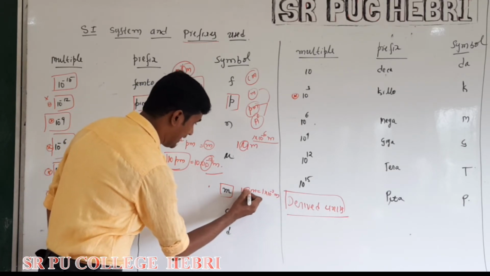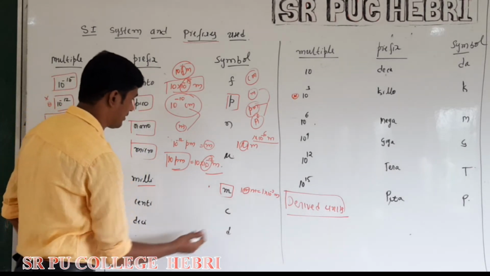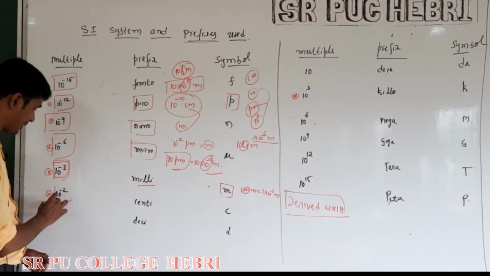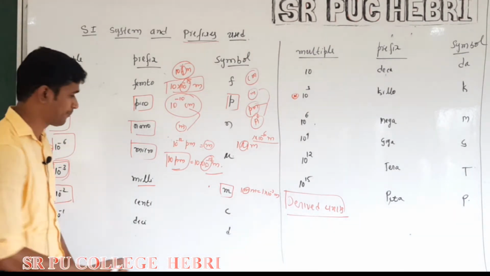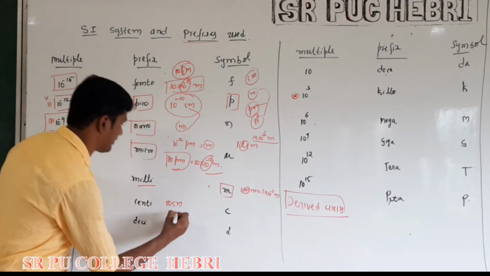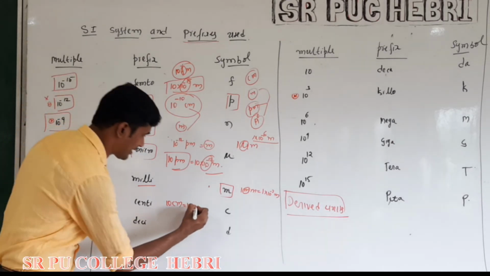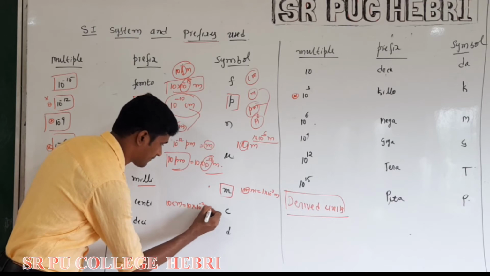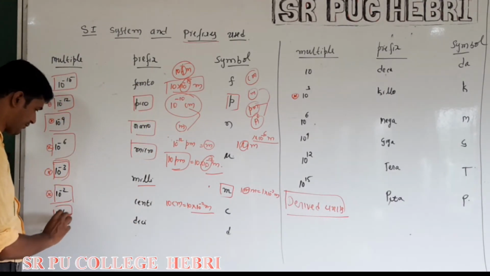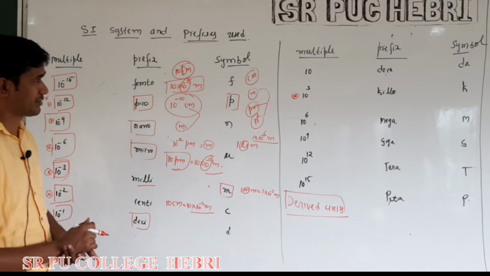Why? Milli means what? 10 raised to minus 3. So, remember this multiple. Next, 10 raised to minus 2 is known as centi. 10 centimeter means 10 into, what is centi? 10 raised to minus 2 meter. This is how you convert. It's very simple. Similarly, 10 raised to minus 1 is known as deci. This is not usually used in our calculations.